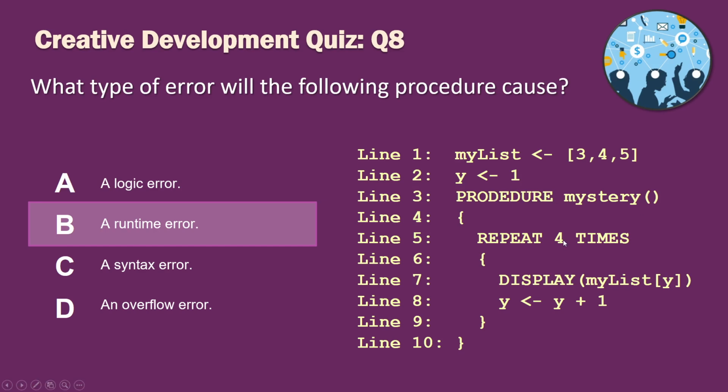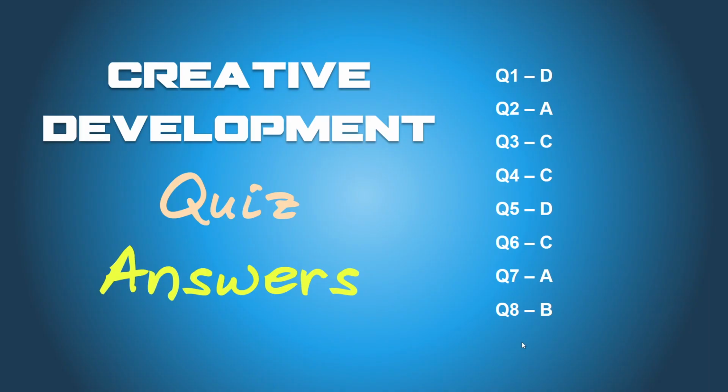Why? Because we repeat 4 times, we go through our list, but we only have 3 values in the list, so we're going to try and access a value that's outside the list, and therefore we're going to get an error trying to access number 4 over here. Not a good idea. So that's going to hit a runtime error when we do the 4th loop. All right, so there were the answers.